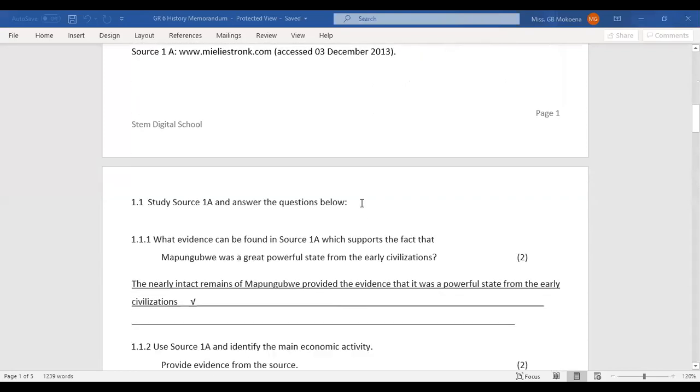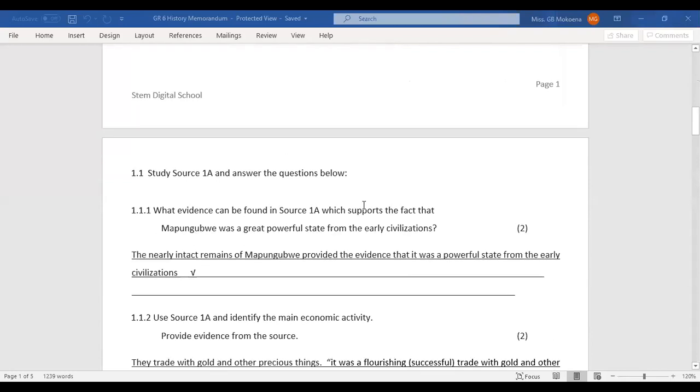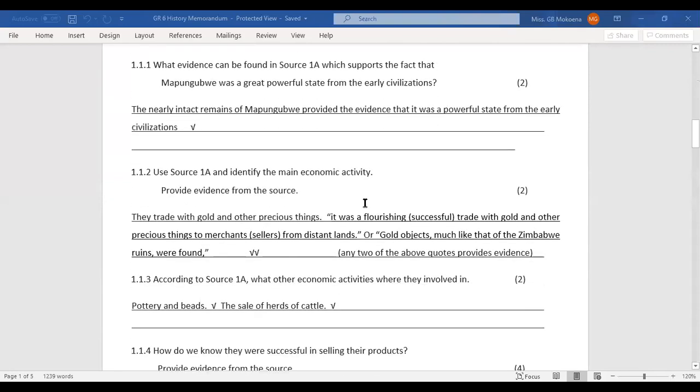Okay. Study source 1A and answer the question below. We have already studied the source. Okay, 1.1.1. What evidence can be found in source 1A which supports the fact that Mapungubwe was a great, powerful state from the early civilization?